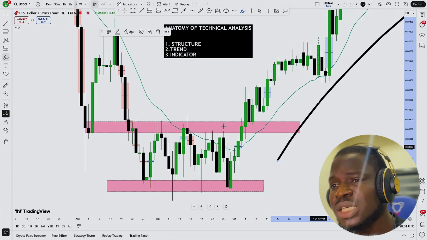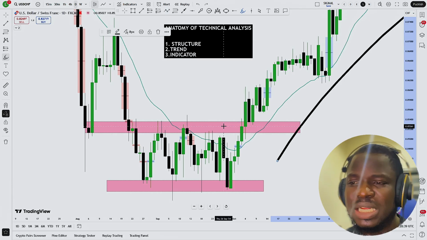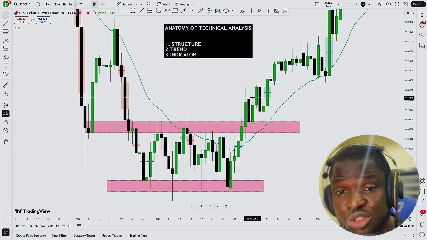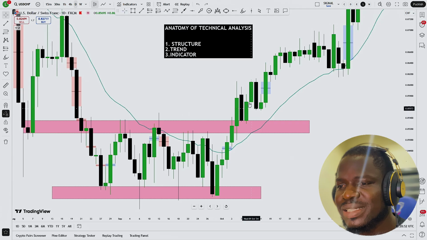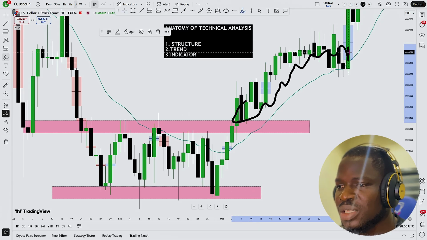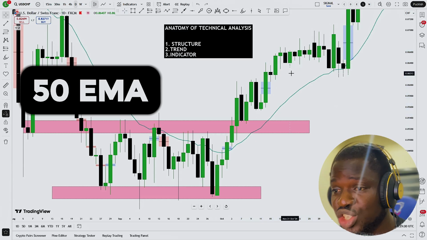The third one of the anatomy of technical analysis is the indicator. Now we have to check the indicator. Is the price action trading above the indicator or is the price action trading below the indicator? Based on this example now, you can see that the price action is trading above the indicator, and we are using the 50 exponential moving average, right?